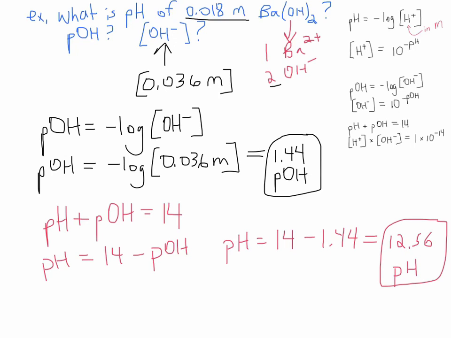Notice that a great way, again, to check your work. This is a base, and notice 12.56 of a pH is higher than 7 on the pH scale, so that is indicative of a basic solution. Nice work, chemists.